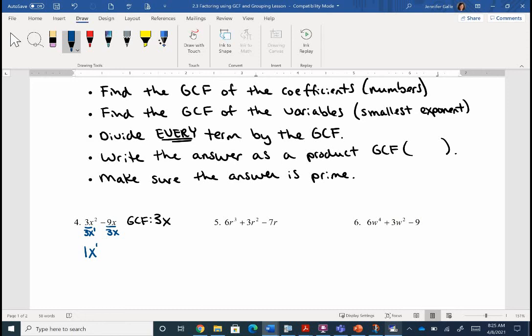Now we move on to the next piece. We have negative 9 divided by 3. What do we get? 3. We get negative 3. And then what happens with the x's? Yeah, we end up with an x to the 0 essentially. So they do simplify out to a 1. We still already have a 3 there, so we don't need to write the 1.